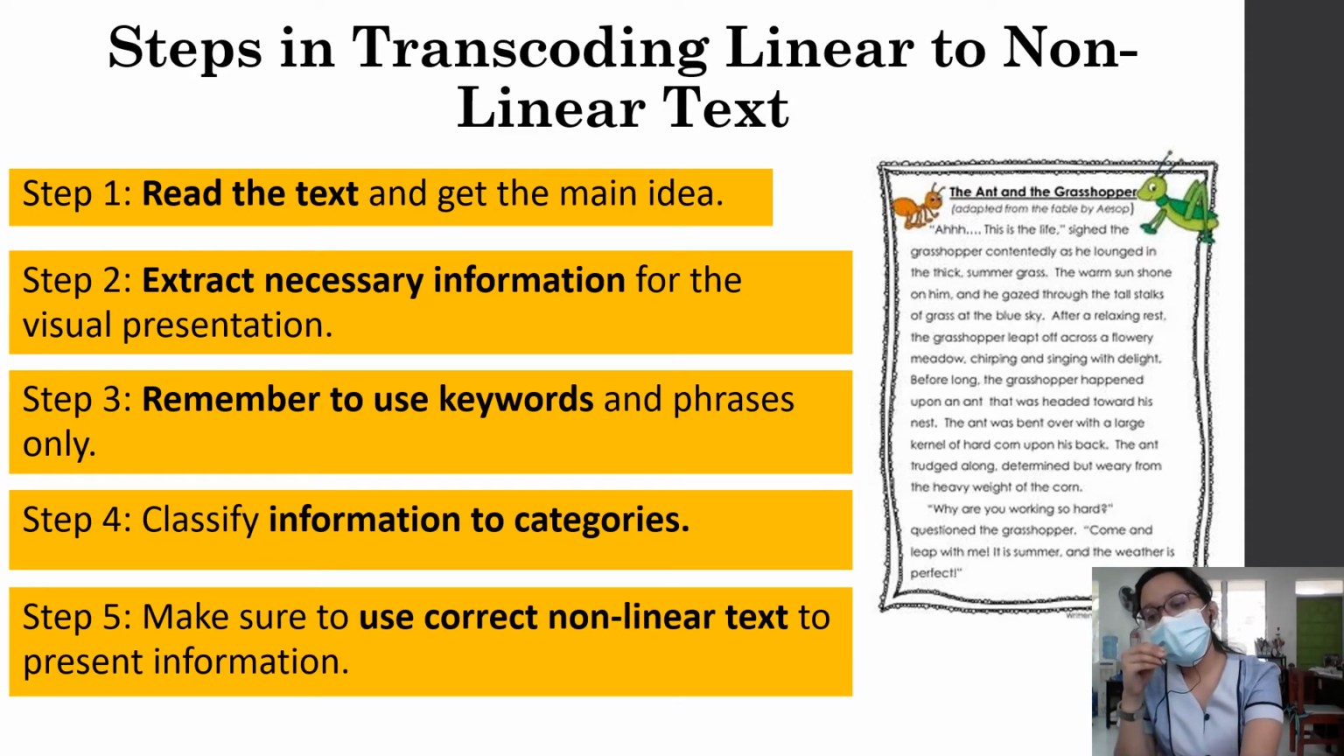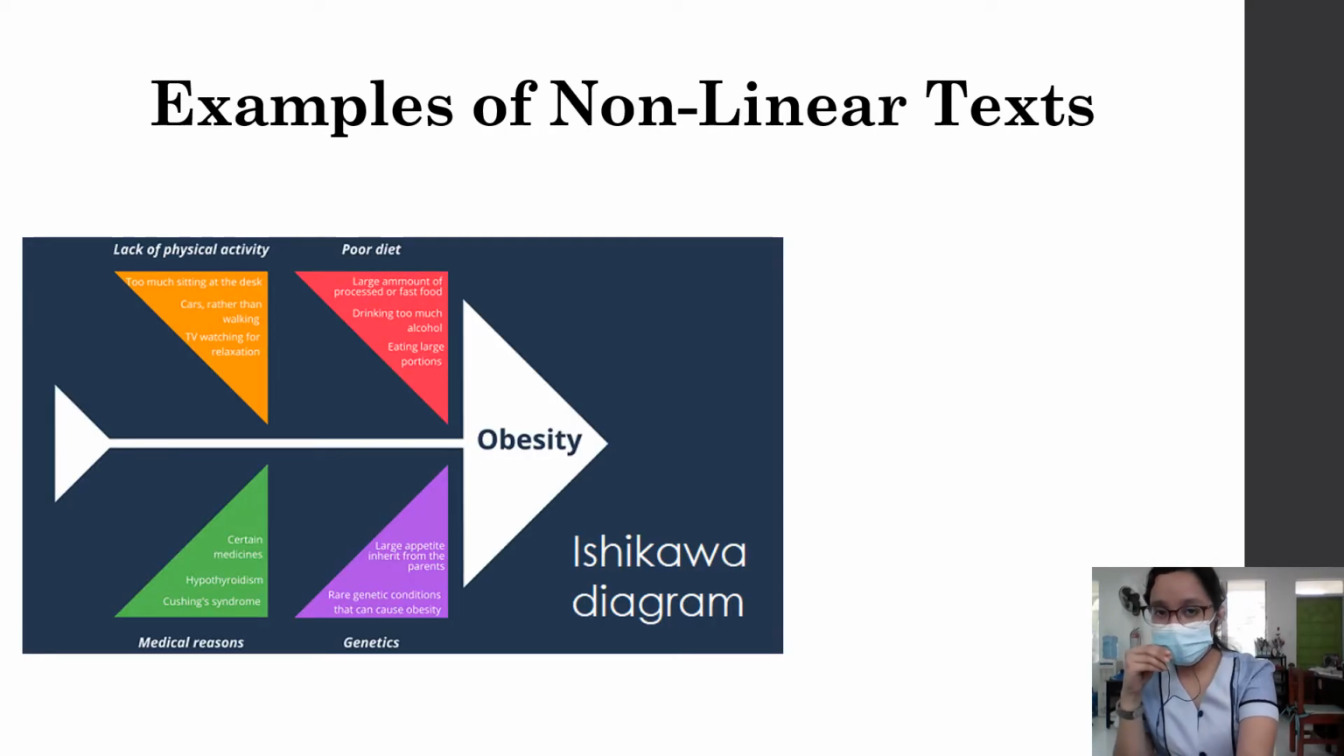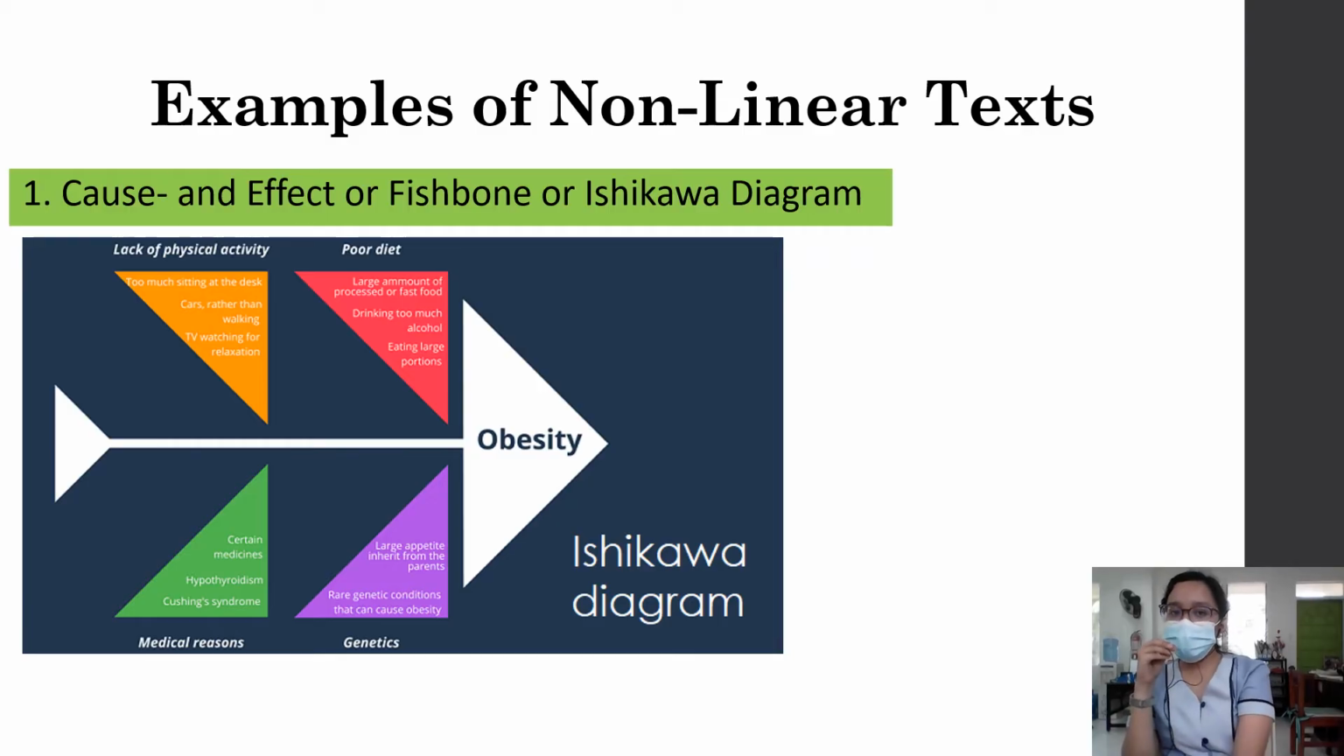Okay, let's proceed to the next slide. So we have 4 in your modules, and that's where we are going to focus. So the first example of nonlinear text is called the Ishikawa diagram. What does it look like? It looks like a fishbone because it is also called the cause and effect diagram, fishbone diagram, or Ishikawa diagram.